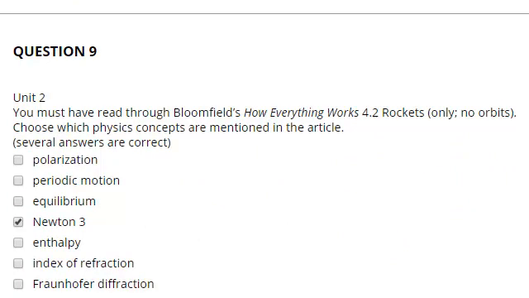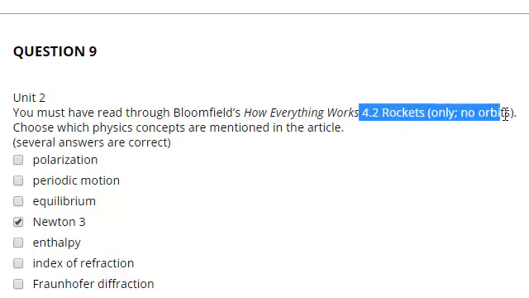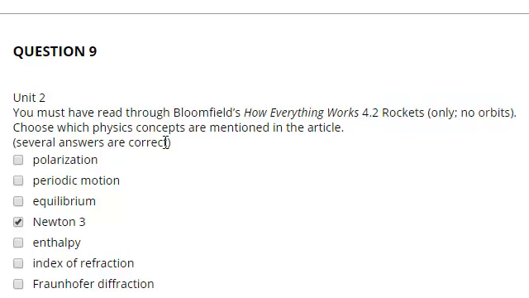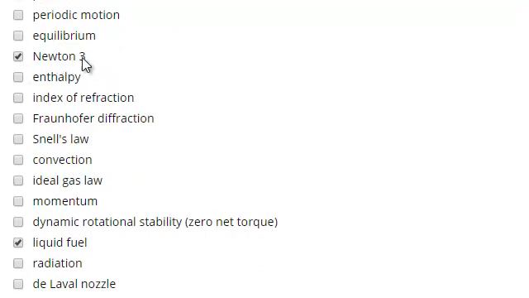Question 9 then is from the extra book, How Everything Works. So read through that just by looking at the title where it says rockets. Apparently you don't have to read the whole section on that. If it says something there about orbits, you don't have to read that, just about the rockets. Off the top of my head, rockets work on the action-reaction principle, so I checked Newton's third law. There should be something about liquid fuel on here, and then you would have to look for the others. Definitely only a certain number of them will apply. For example, Snell's law, that's optics. Fraunhofer diffraction, that's optics. Index of refraction, that's optics. Don't check those at all.